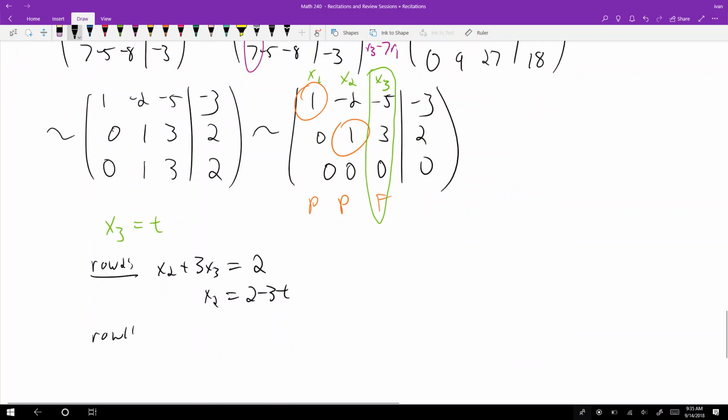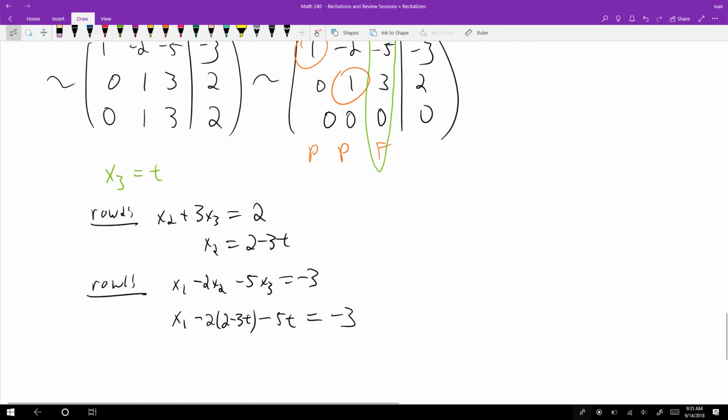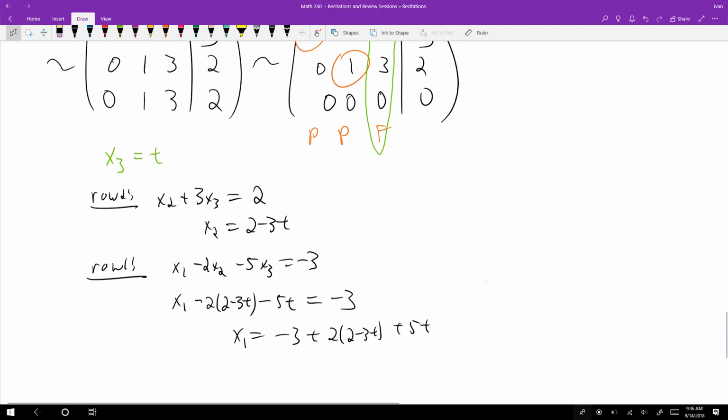And then from row 1, I have x1 minus 2x2 minus 5x3 is equal to -3. I just solved for x2, which is 2 minus 3t, and I know x3 is t, and this is going to get me negative 3. Now I just need to solve for x1: negative 3 plus 2 times 2 minus 3t plus 5t, since we moved everything over. Should we work that math out? It's like 1 minus t.